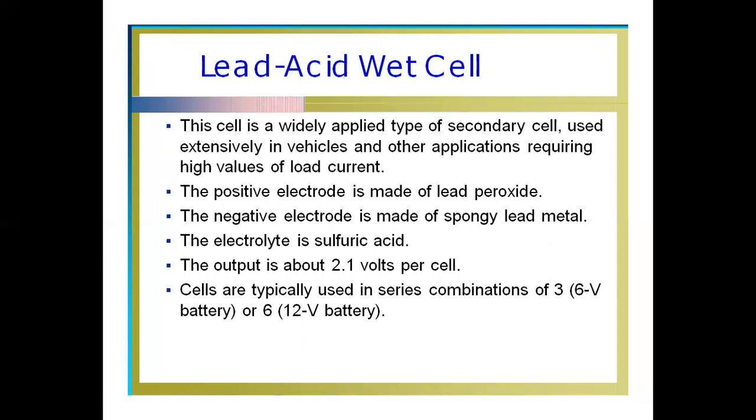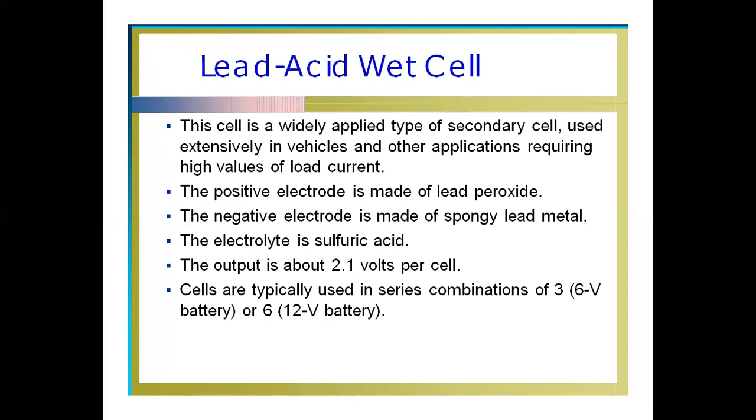The positive electrode is made of lead peroxide. The negative electrode is made of spongy lead metal. The electrolyte is sulfuric acid. The output is about 2.1 volts per cell.